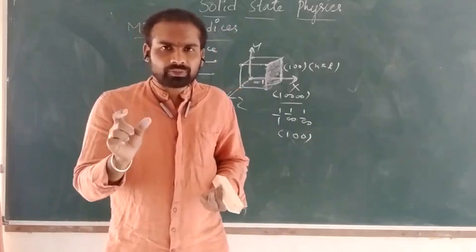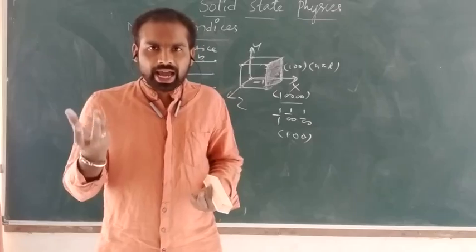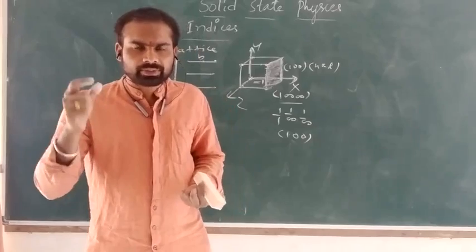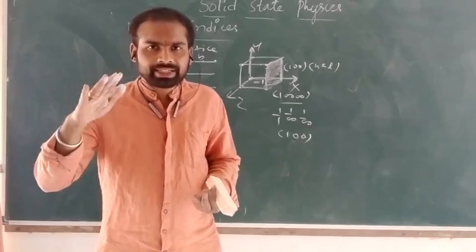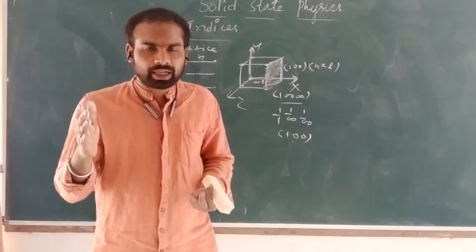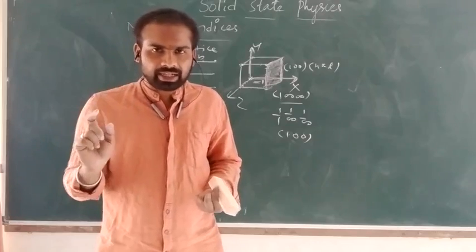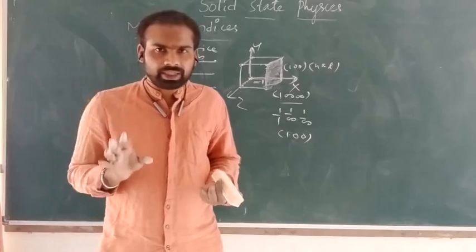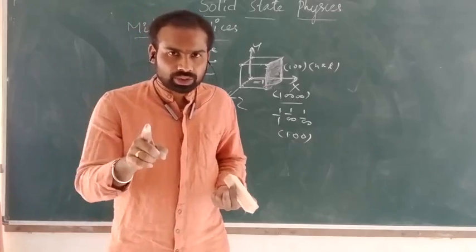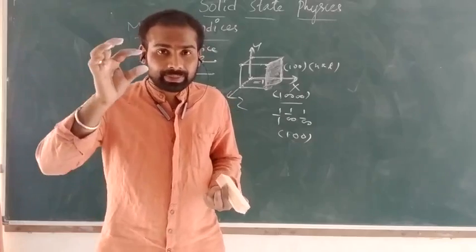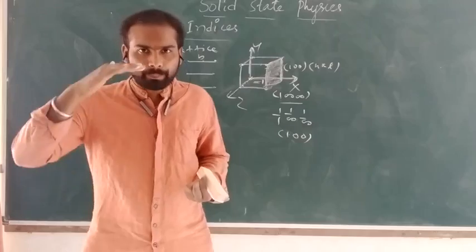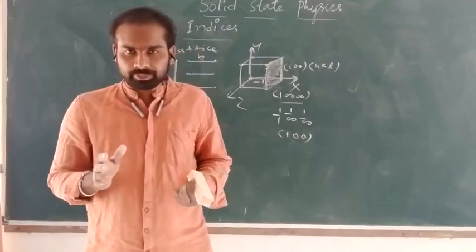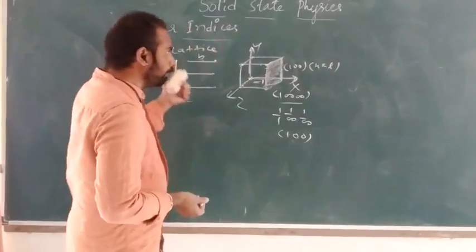Miller indices are similar to the coordinates x, y, z. How can we represent a point in a coordinate system? x, y, z. Similarly, planes in the space lattice can be represented by the Miller indices, h, k, l. What are they? They are the smallest possible integers whose ratios are similar to that of the reciprocals of the intercepts made by the plane in the coordinate system. So these are the Miller indices.